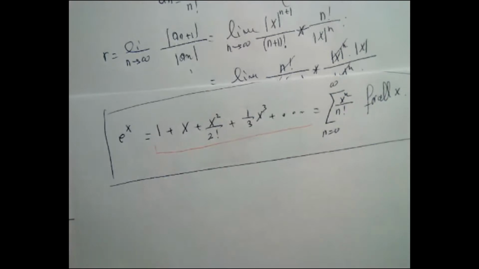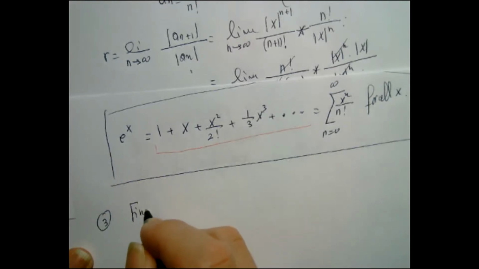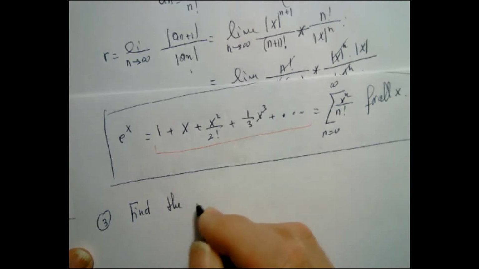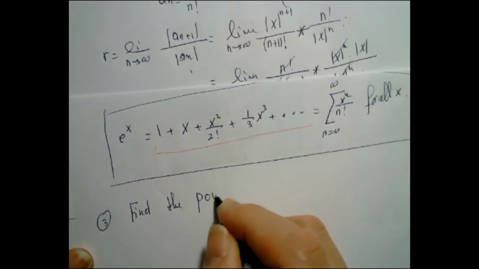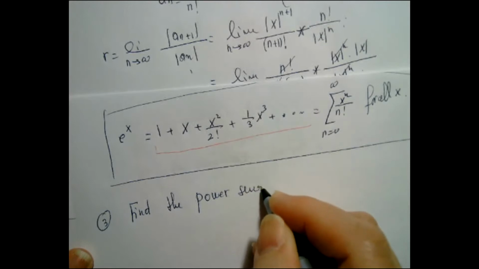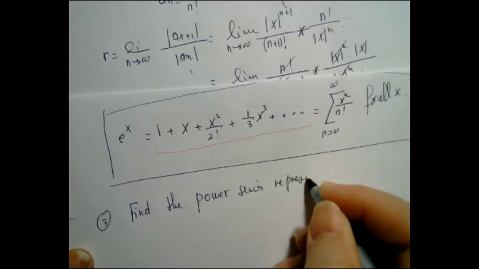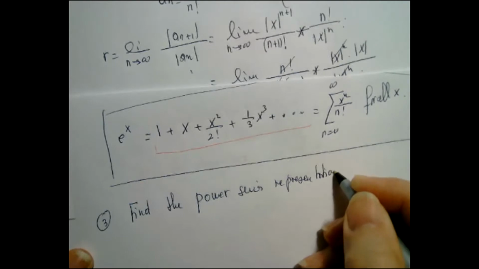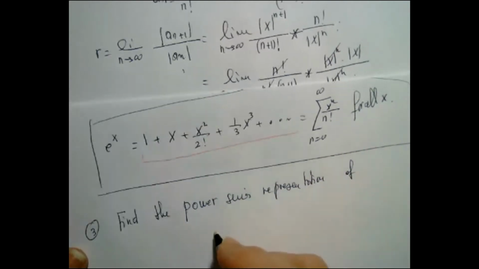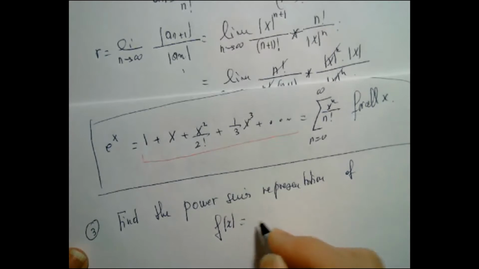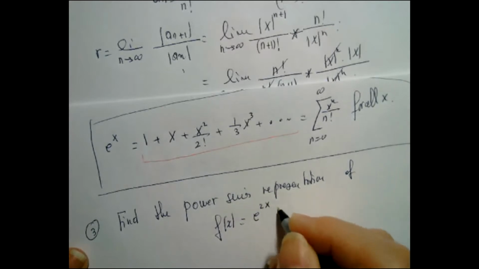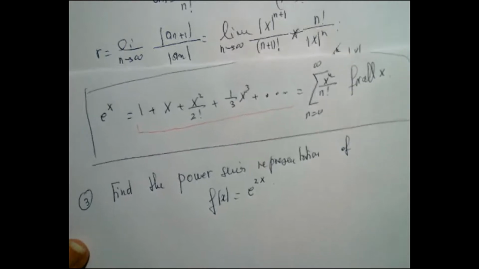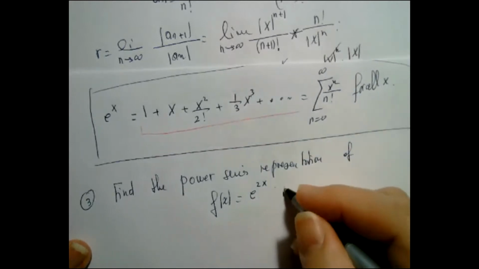All right, before I move on to sine x, I'm going to add another question. 1, 2, 3. A, B, C if you want. Find the power series representation of f of x equal to e to the 2x. Okay, and you're going to do it in 2 ways because I'm going to explain a point.